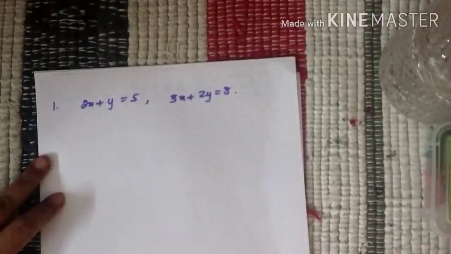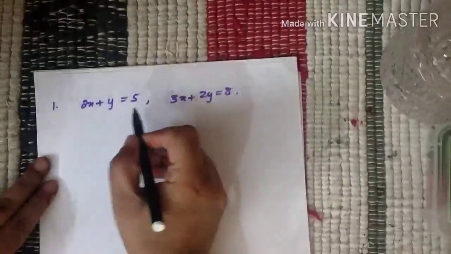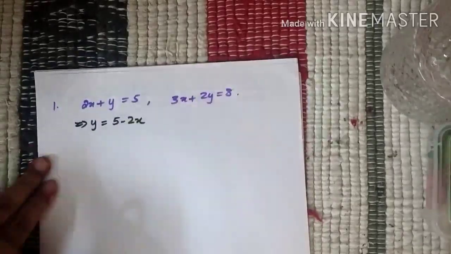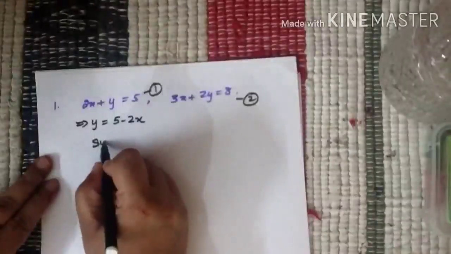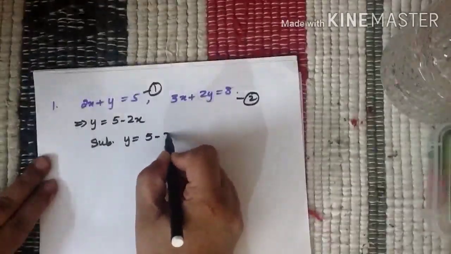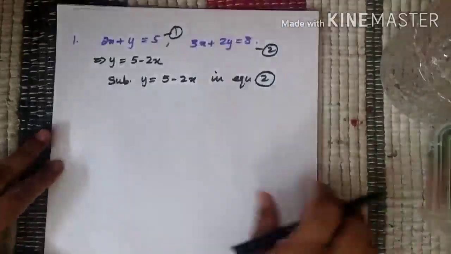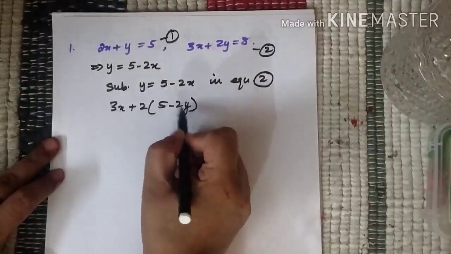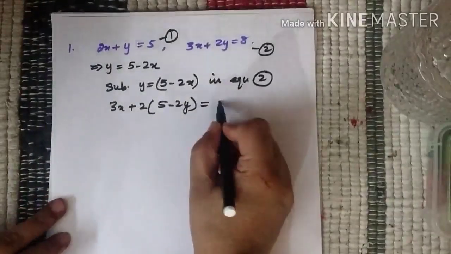As the name itself says, in the substitution method, you take out the value of one of the variables from one equation and substitute it in the other equation. So can I write this equation as y is equal to 5 minus 2x? Now this is the second equation. Let me substitute y equal to 5 minus 2x in equation 2. So what do we get? 3x plus 2 into 5 minus 2x. In place of y I am writing this. Since there are many terms, I am using a bracket, equal to 8.